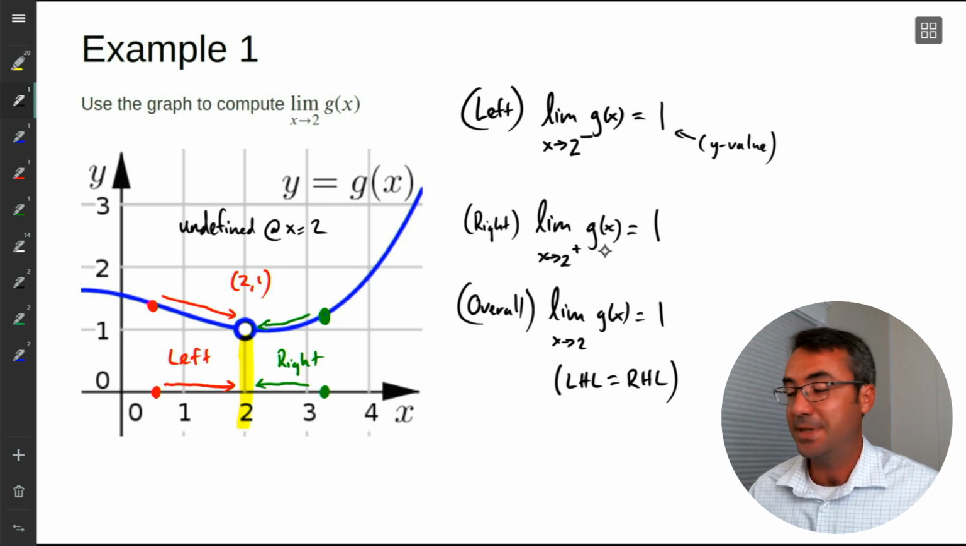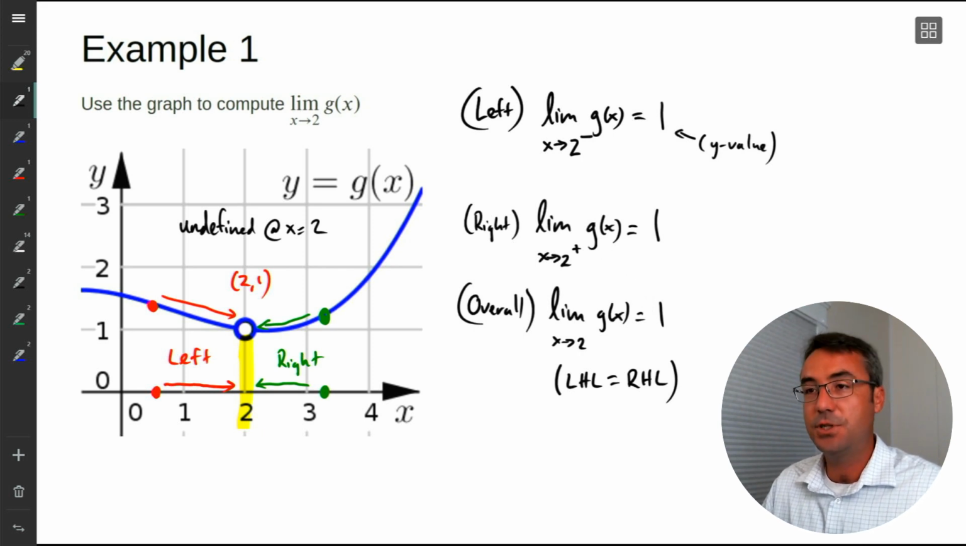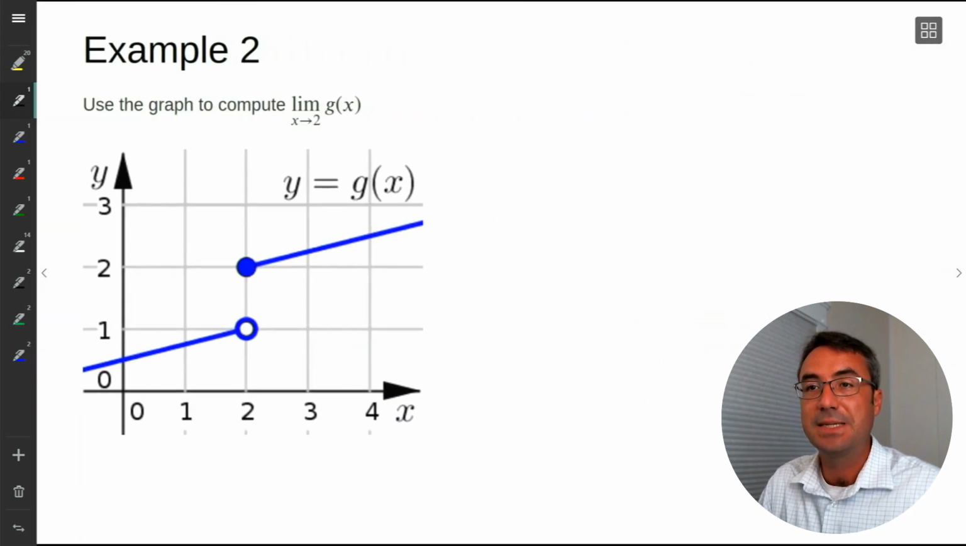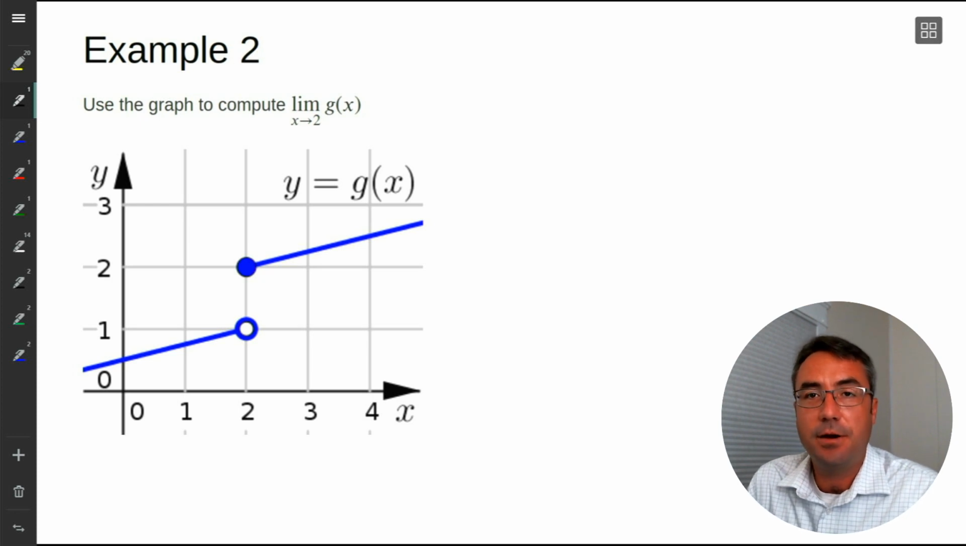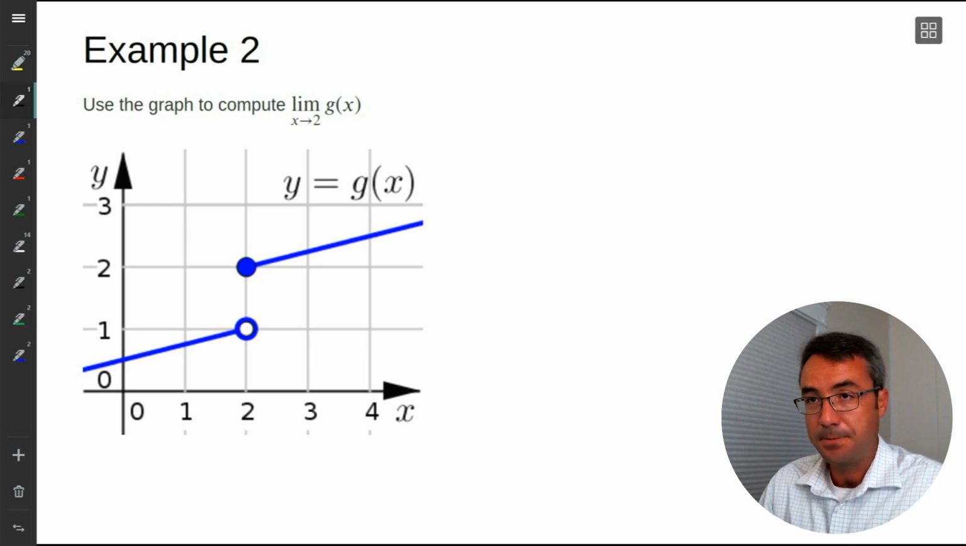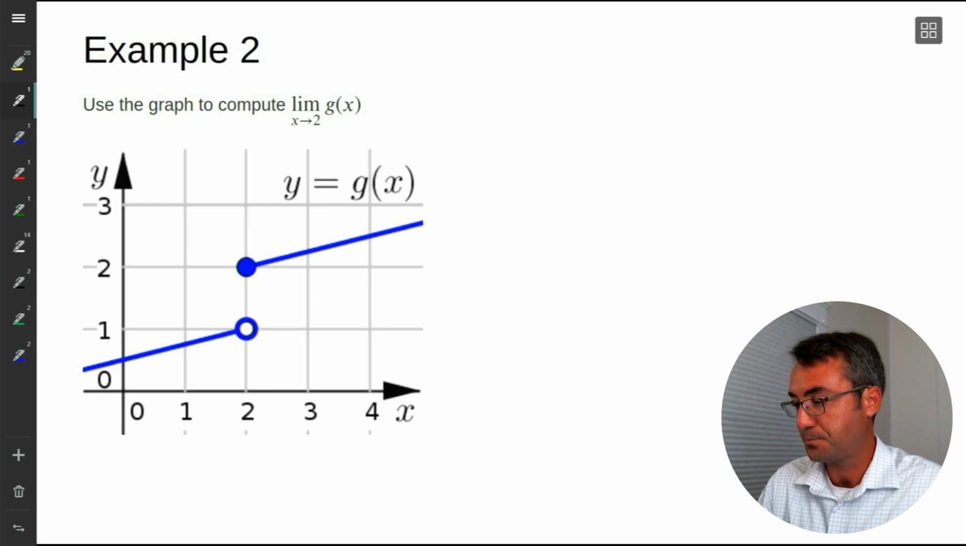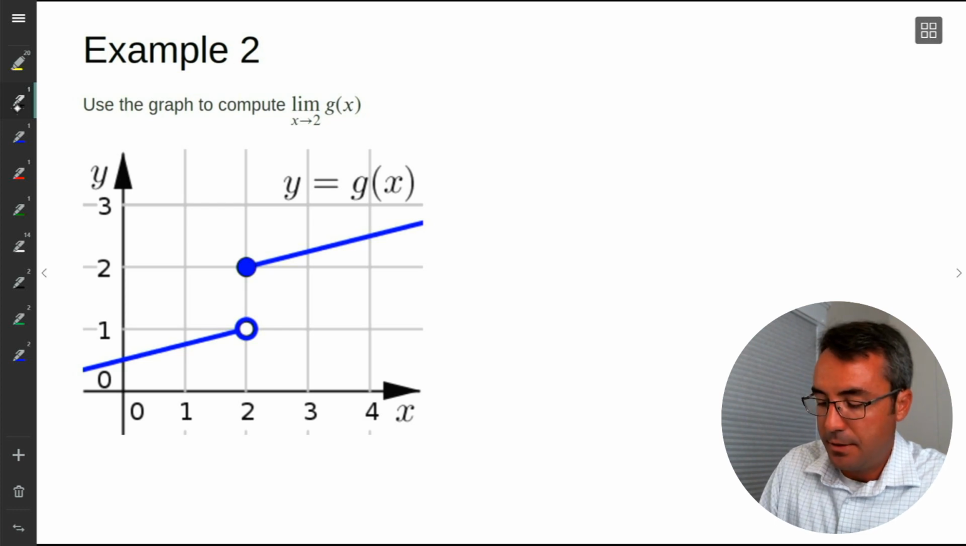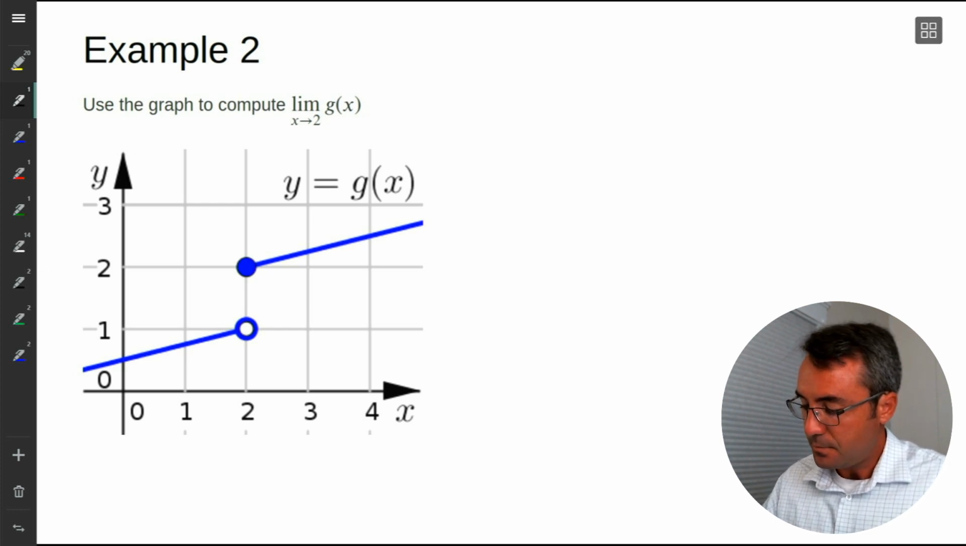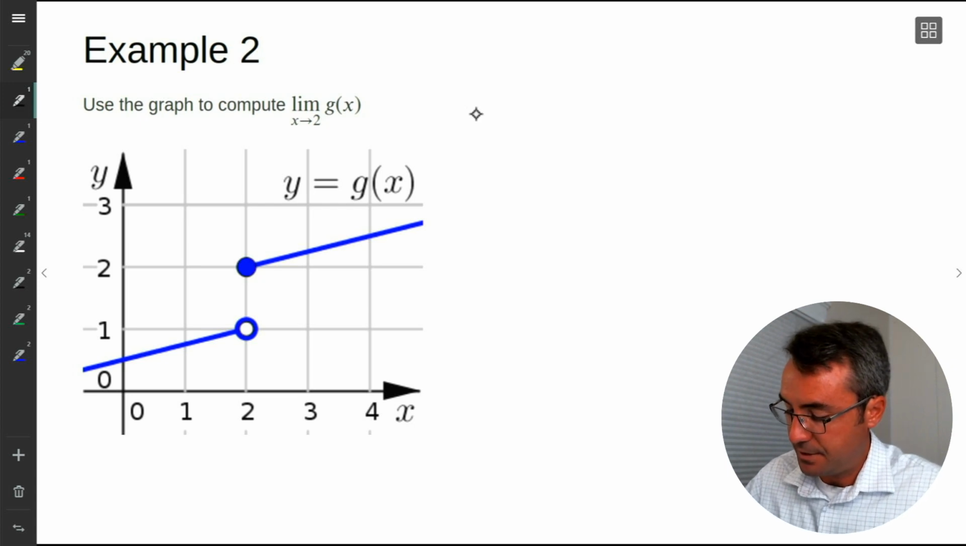All right, let's try another one, just for the practice here. Example 2. Here we go. We have the graph of the function y equal to g of x. And we want to use this graph to calculate the limit of g of x as x approaches 2. So let's look at the left hand and the right hand limits. And we've done this one already, but let's try it again. So let's start with the left side limit, the left hand limit.